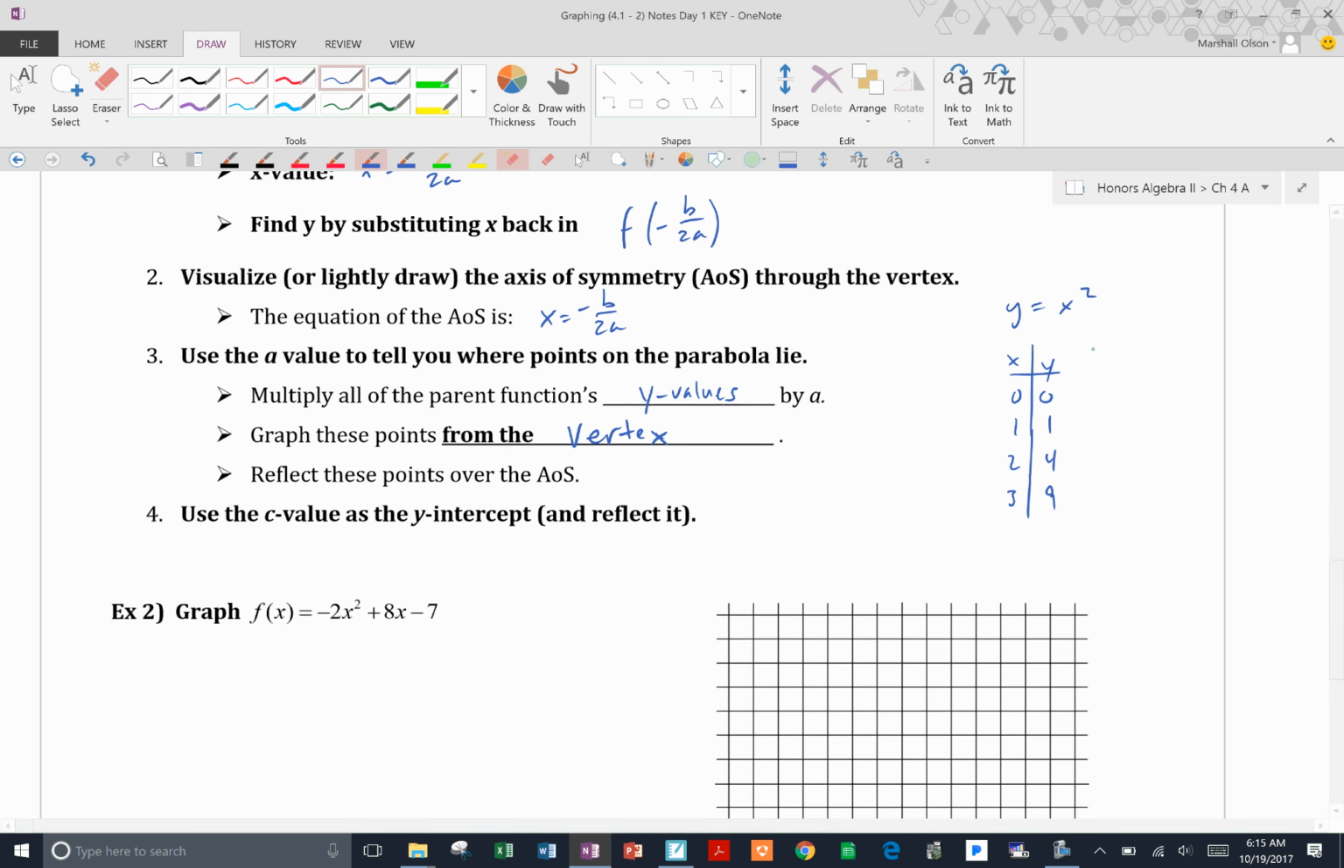So what we do is we alter this table, that equation and table, by multiplying the y values by a. Then we graph that from the vertex. That's what we found the vertex to begin with. The c value is the y-intercept, so you can use that as one of your points too. You're going to reflect all of these, including that y-intercept, over the axis of symmetry.